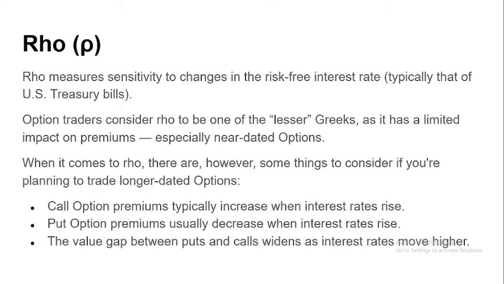Then there is rho. So rho measures sensitivity to changes in the risk-free interest rate, typically that of US Treasury bills. Option traders consider rho to be one of the lesser Greeks, as it has a limited impact on premiums, especially near-dated options. When it comes to rho, there are, however, some things to consider if you are planning to trade longer-dated options. So call option premiums typically increase when interest rates rise. Put option premiums usually decrease when interest rates rise. The value gap between puts and calls widens as interest rates move higher.